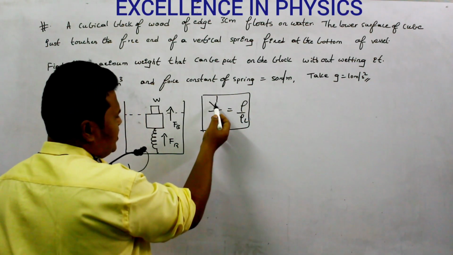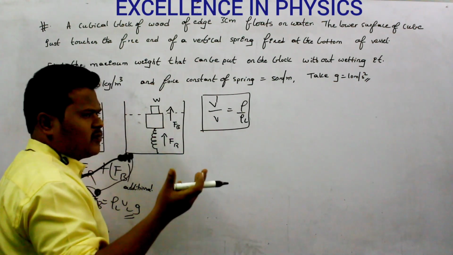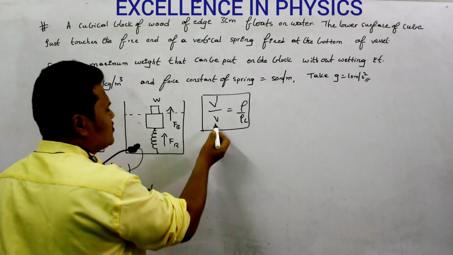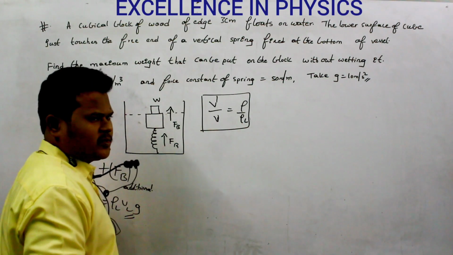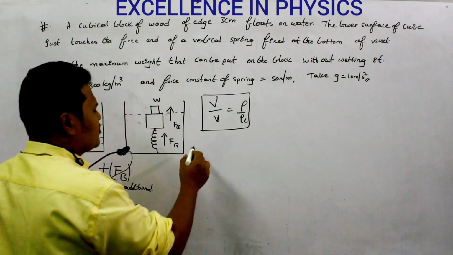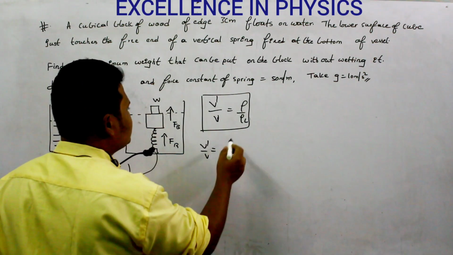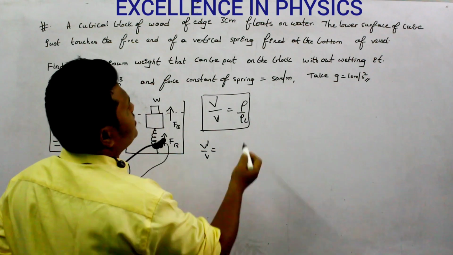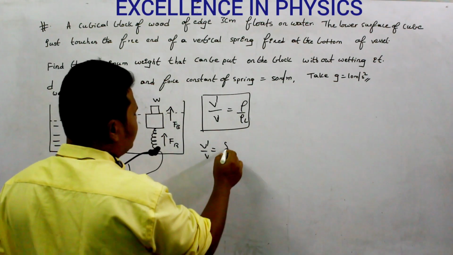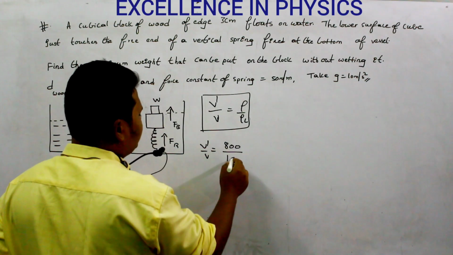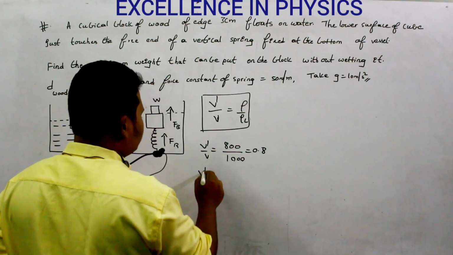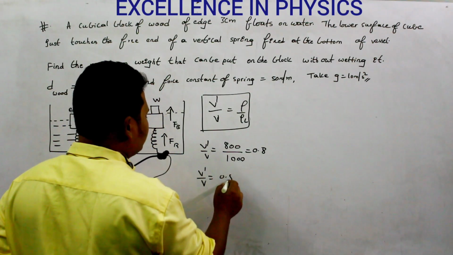So here what is V dash? V dash is the volume of the body which is present inside the liquid. And V is the total volume of the body, rho is the density of the body, rho L is the density of the liquid. So V dash by V is equal to the density of the body, which is given as 800 kg per meter cube, divided by the density of the liquid, which is water here. So this is equal to 0.8. So V dash by V is equal to 0.8.